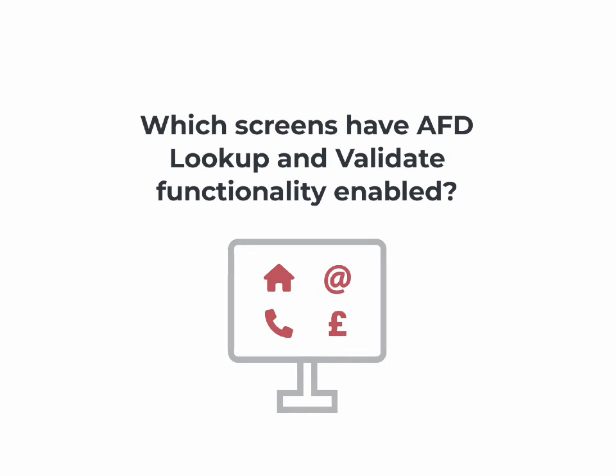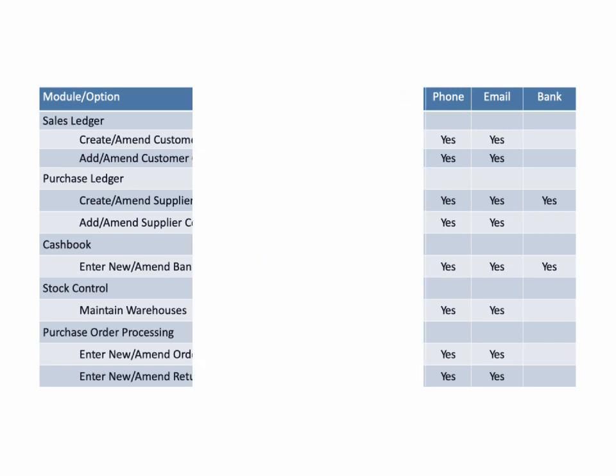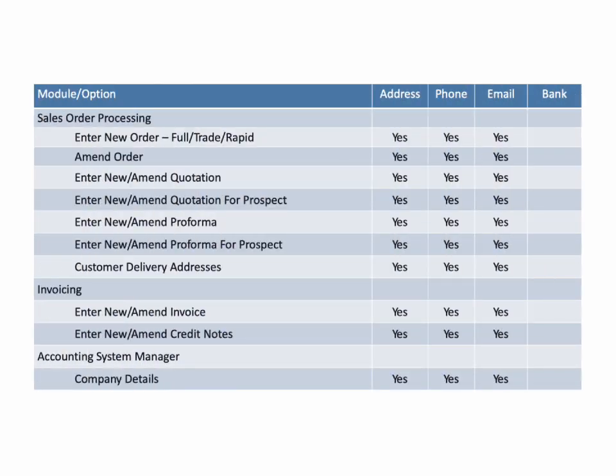The AFD Lookup and Validate functionality has been added onto the following screens: creating and amending customer and customer contact details, supplier and supplier contact details, bank accounts, maintain warehouses, creating new and amending purchase orders and returns, creating new and amending sales orders, returns, quotations and proformas, as well as when adding and amending customer delivery addresses, creating new and amending invoices and credits, and also when entering your own company details within Account System Manager.